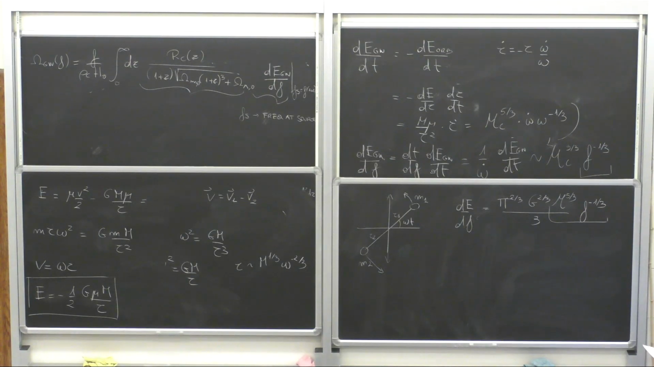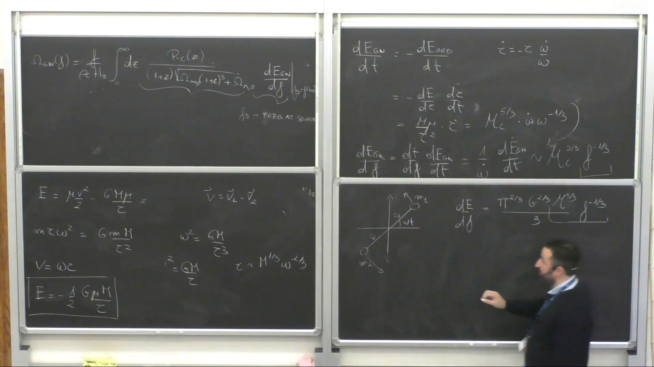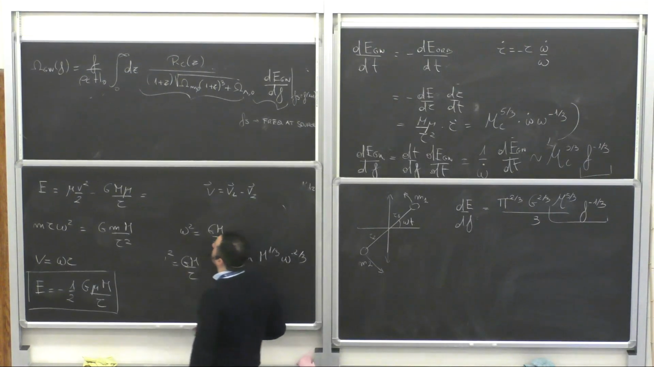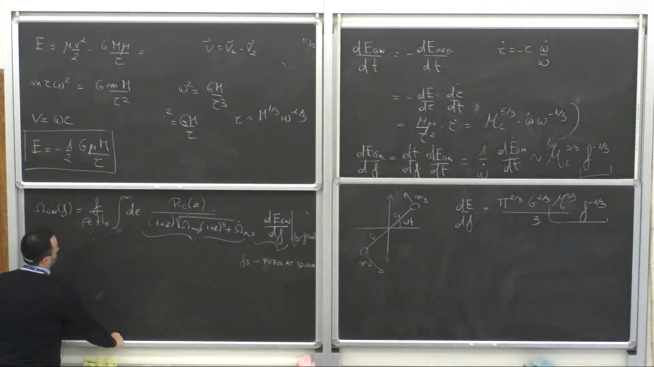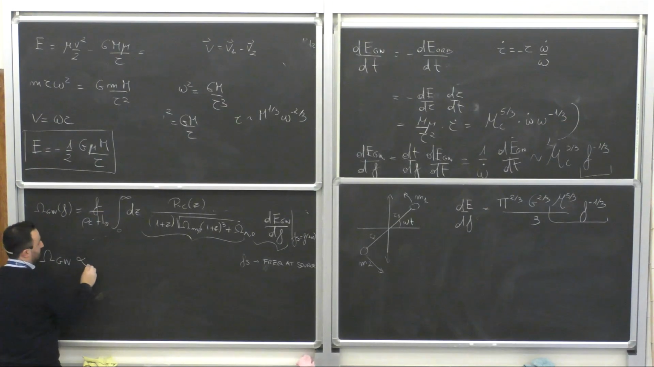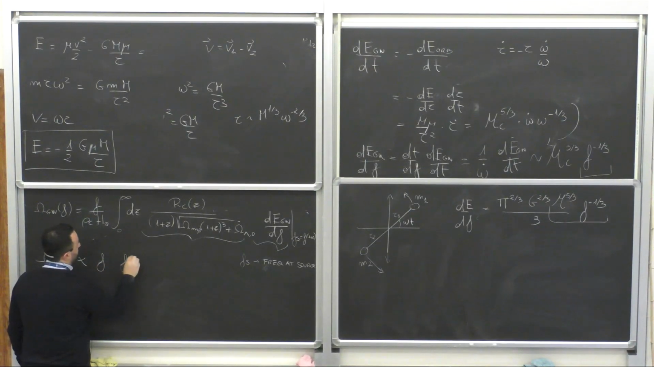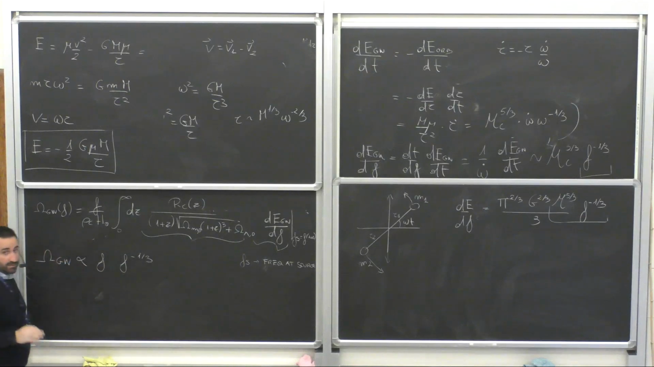So this means that your omega GW, at least in the frequency shape, you have an f from here, and you have an f to the minus 1/3 from there. Forget about the other terms, because we are focusing on the frequency shape for the moment. So if you consider the two bodies independent from the environment, you have this.